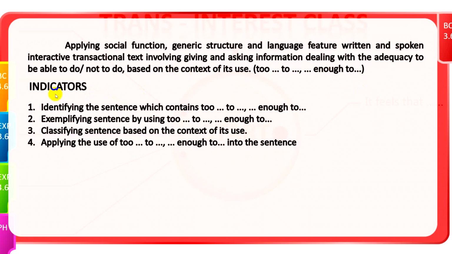Before that, I show you the indicators of the lesson. During this lesson, you should achieve some points. The first is you should be able to identify the sentence contents of too and enough to. Exemplifying, giving examples. Then classifying, and the last is applying the use of the conjunctions too and enough to.